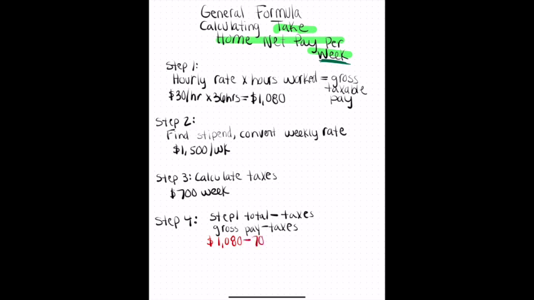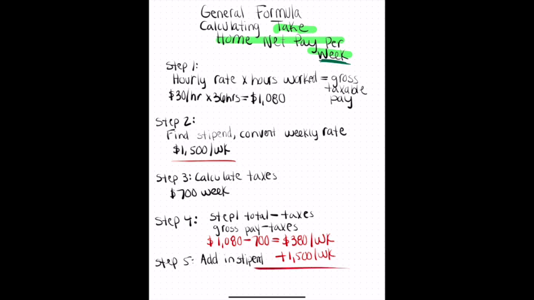$1,080 minus $700 per week is $380 per week. So not looking the best right there, but we'll just use this as an example here. Then step 5 is to add in the stipend. So now we're going to add in the $1,500 a week stipend for a total of $1,880 per week.